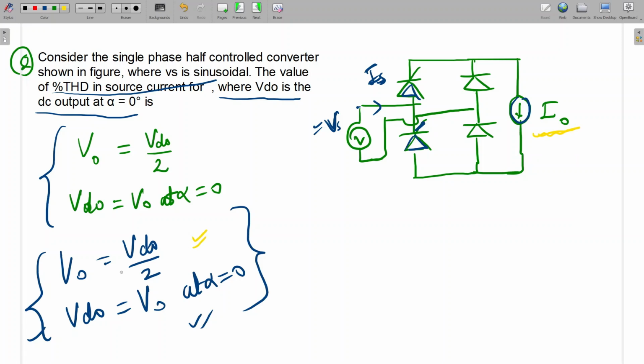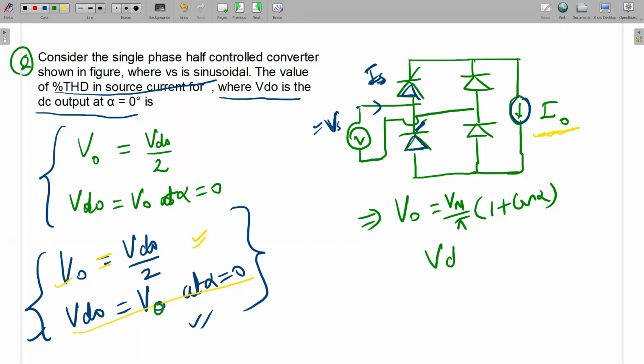V0 is equal to Vd0 by 2. This is one piece of information. Here Vd0 is V0 at alpha equal to 0. So what is the V0 value? V0 is equal to Vm upon pi into 1 plus cos alpha. This is the output voltage equation. And what is Vd0? Vd0 is V0 at alpha equal to 0, which means 2 Vm upon pi.